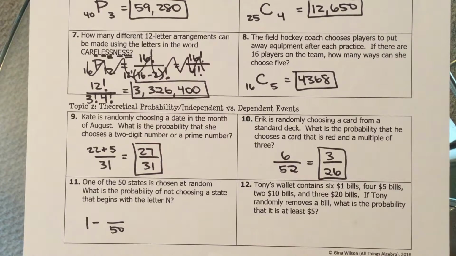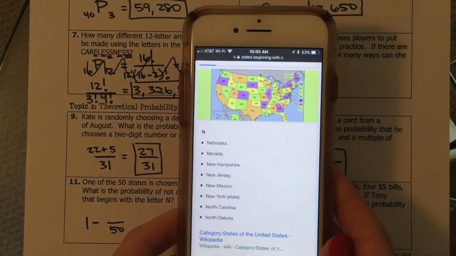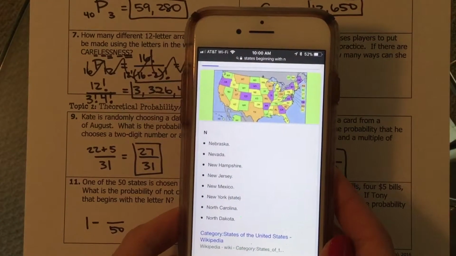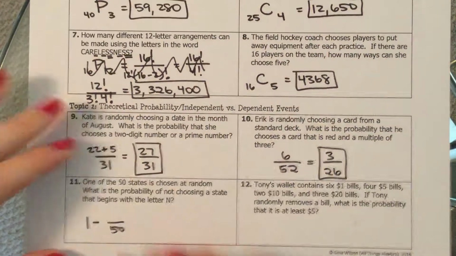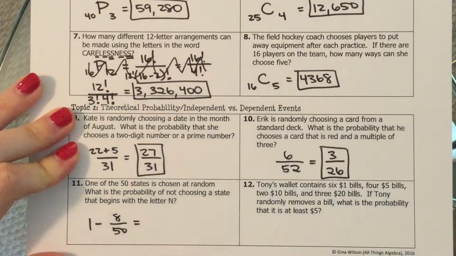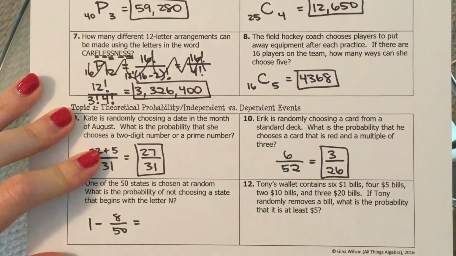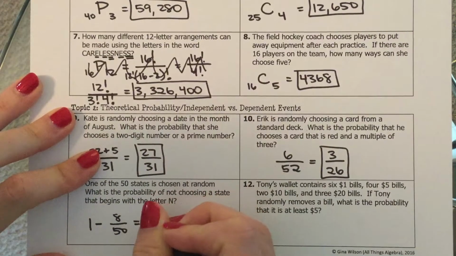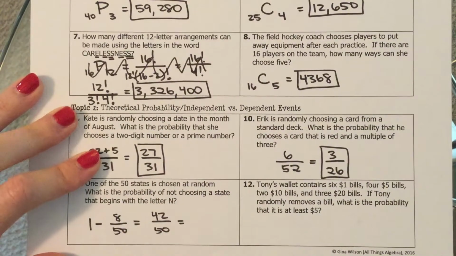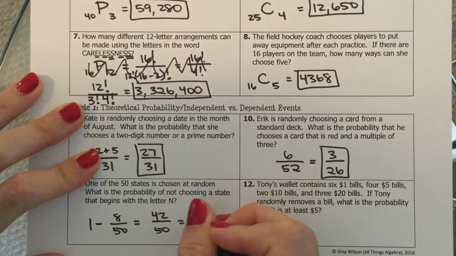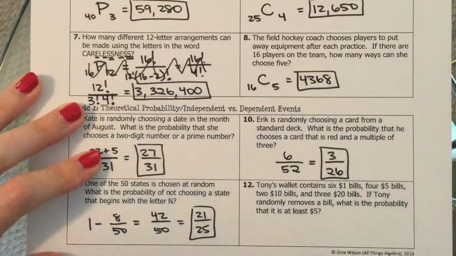So things like this, we wouldn't have exact. So let's see what I can Google. States beginning with N. Let's see. We've got these ones. 1, 2, 3, 4, 5, 6, 7, 8. All right, so there are 8 of them out of 50. So you subtract that, 50 of 50 and then minus 8. So you end up with 42 of the 50 don't start with the letter N, and you can cut those in half to get 21 out of 25.